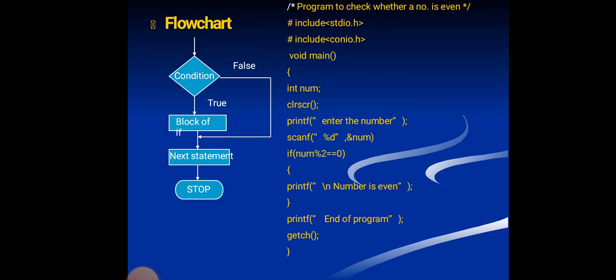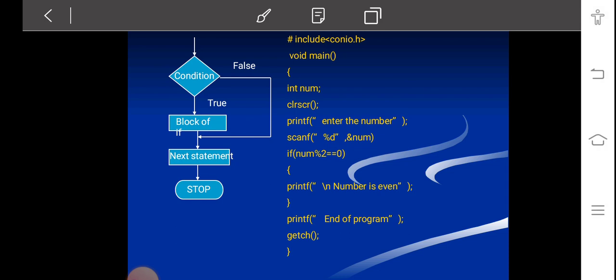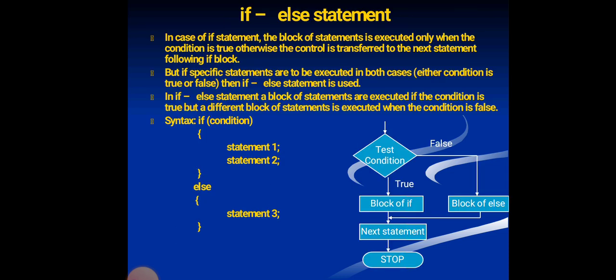Here we see the flow chart. First is the condition statement. Condition statements are always placed in a diamond shape. The condition will be checked. If the condition is true, the block of statements will be executed. Otherwise, it goes to the next statement. So these are the simple if statements.